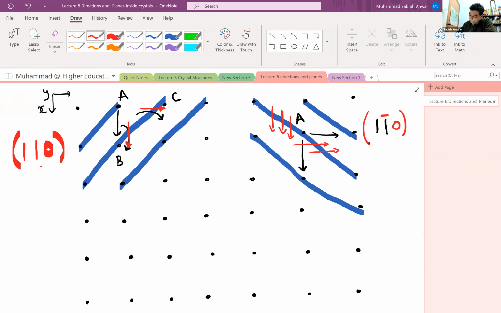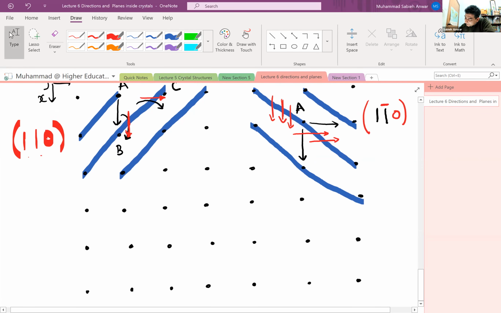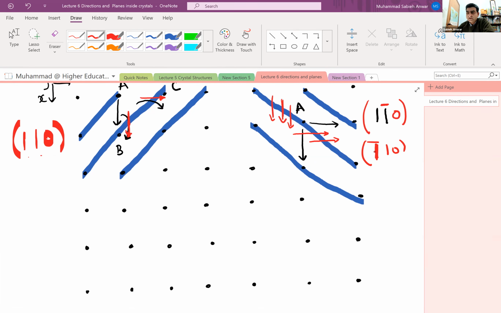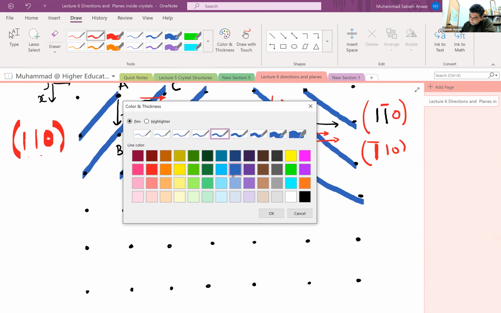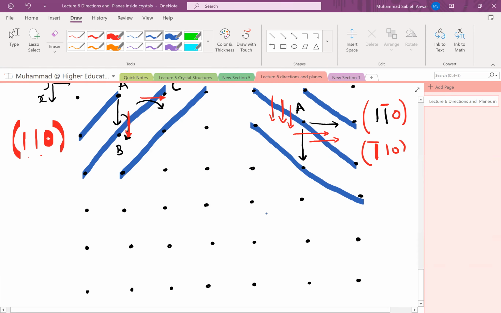Okay, do you get this point? I could also have written 1 bar, 1, 0. It wouldn't make any difference whatsoever. Both of these Miller plane indices are the same. They are counted as the same. Okay, so now I could draw more mirror planes. Just a minute, please.